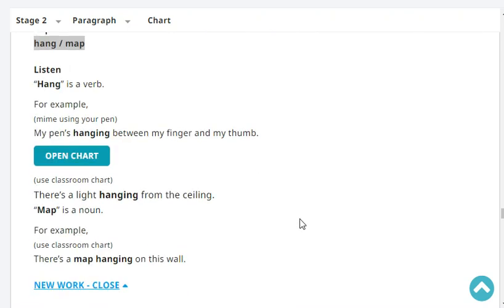Hang is a verb. For example, my pen's hanging between my finger and my thumb. Another example: there's a light hanging from the ceiling. Map is a noun. For example, there's a map hanging on the wall. It's a world map.